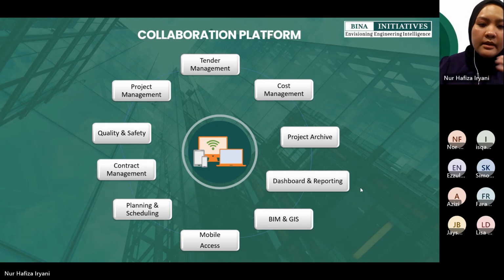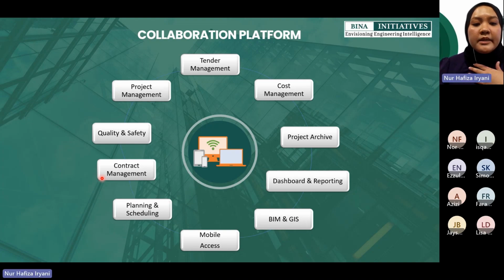All right. Next, we talk about contract management. So contract management, of course, manages the contract internally and externally. Users can upload contract templates, draft a new contract, or store the contracts that have already been executed.